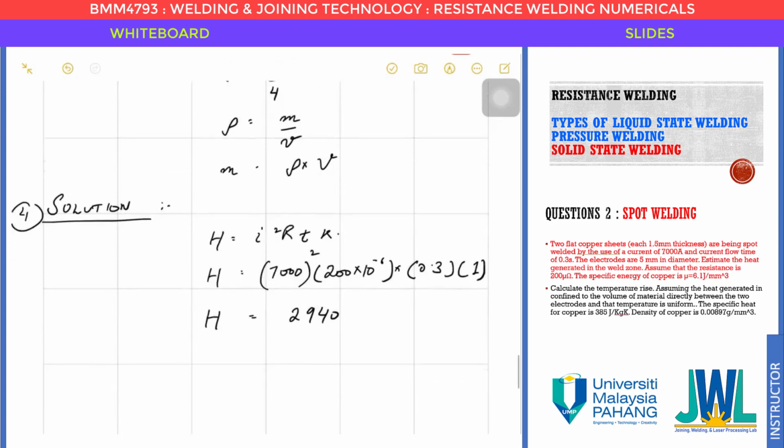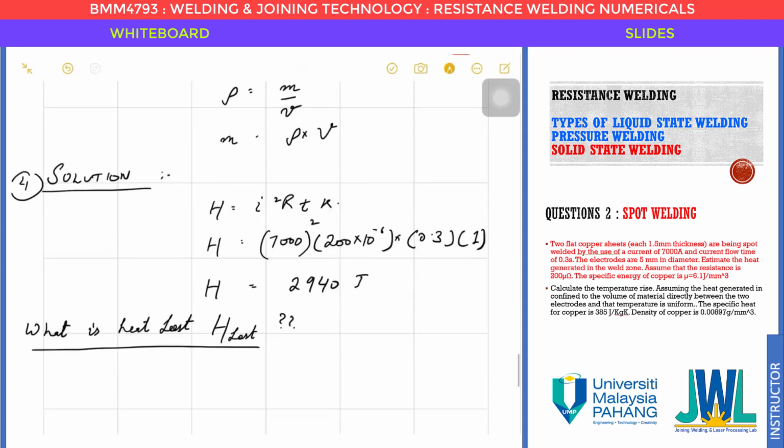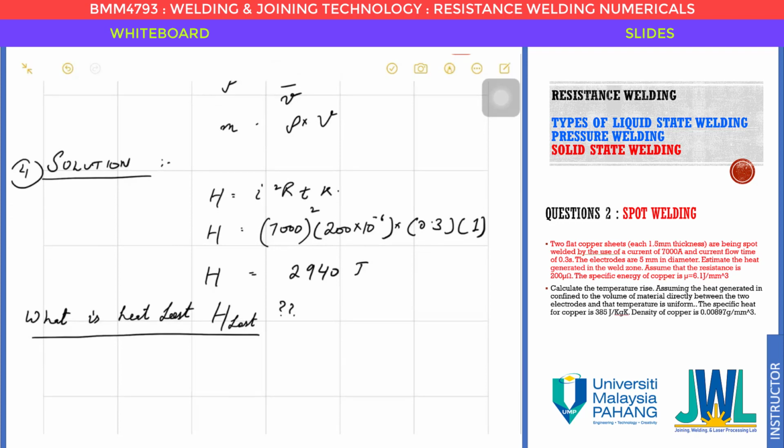Let's say I ask you guys another part. What is heat lost? H lost. I ask you this mini question. What is heat lost? So you will say, you first calculate the total heat. This is total heat. Heat by the process.